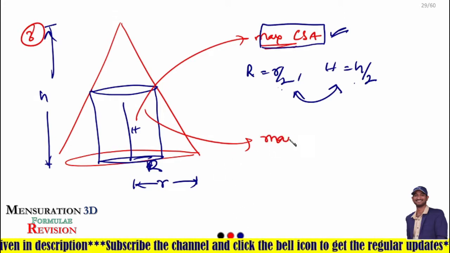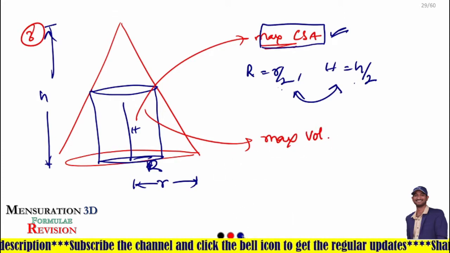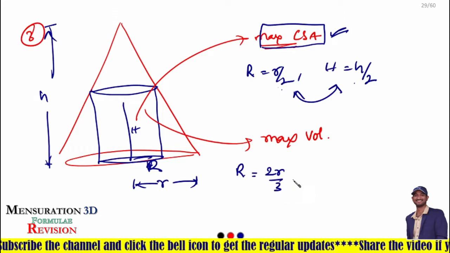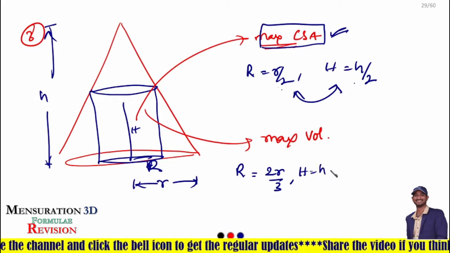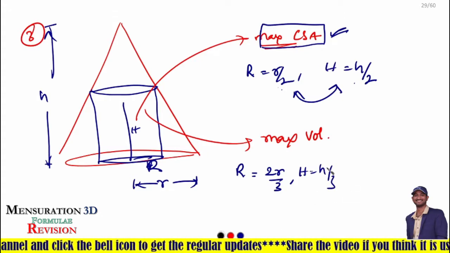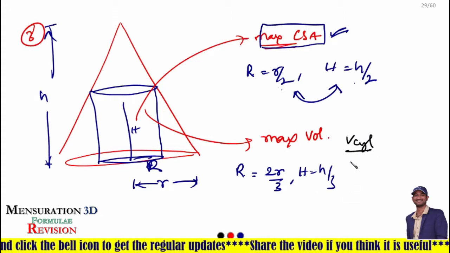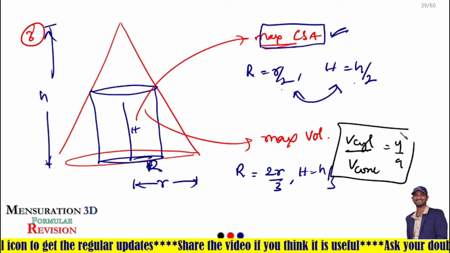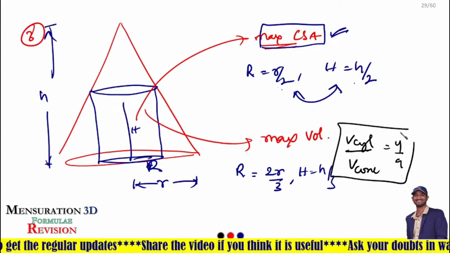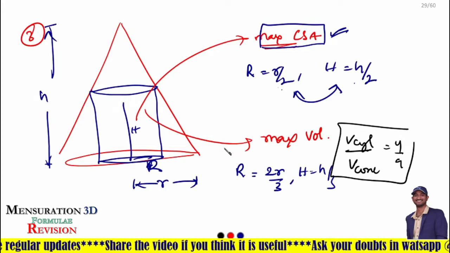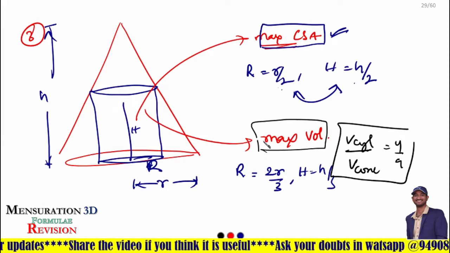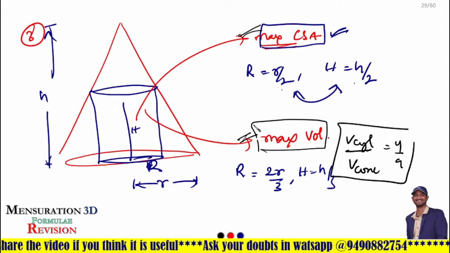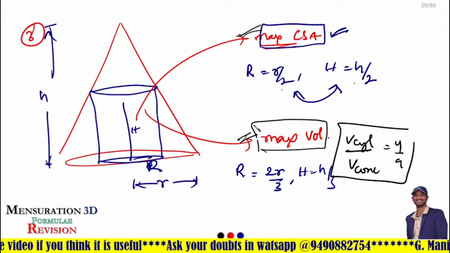To get the maximum volume of the cylinder, what are the dimensions of the cylinder? Capital R is 2r by 3 and capital H is h by 3, and the volume of the cylinder to the volume of the cone is 4 by 9. So these are two very important conditions to get the maximum curved surface area and maximum volume. Is it clear?